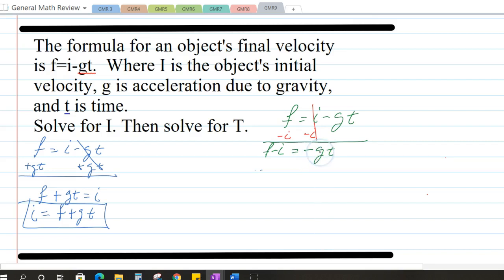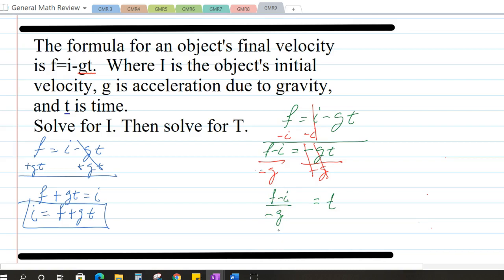Again, I ask myself, what's happening to the t? It's being multiplied by negative g. The opposite of multiplying by a negative g is to divide by a negative g. What I do to one side, I do to the other, negative g. On the right-hand side, the negatives cancel out and the g's cancel out. That leaves me with t is equal to F minus I all over negative g.